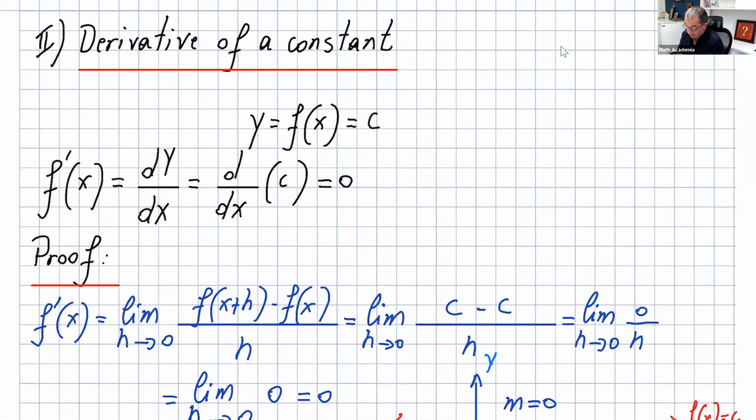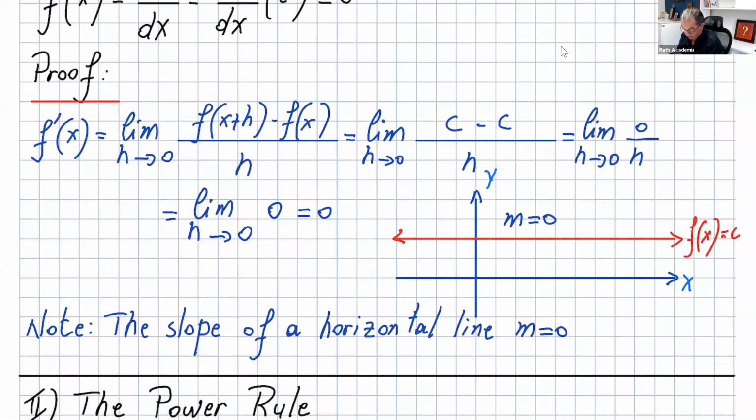Let's talk about the derivative of a constant. In my last video, I talked about the limit definition of the derivative, but in this video, we're going to talk about different rules. First, the derivative of a constant. When y equals f of x equals c, a constant, that means it's a number. The derivative of a constant is always 0, and you can show that by using the limit definition of a derivative. So f prime of x is the limit as h approaches 0 of f of x plus h minus f of x over h.